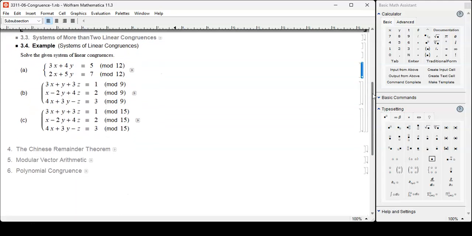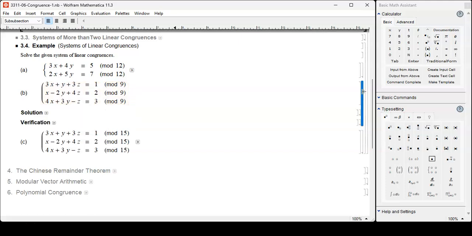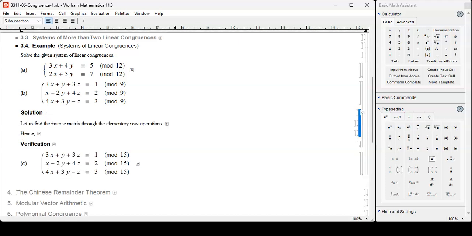Okay, what if we have something more complicated? 3 by 3. In that case, the inverse matrix condition is going to be so complicated that I cannot even follow. So let me tell you an alternative method. Elementary row operations.